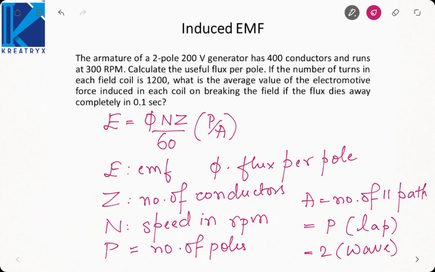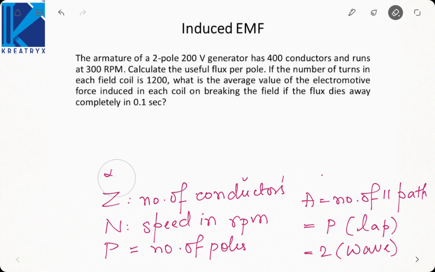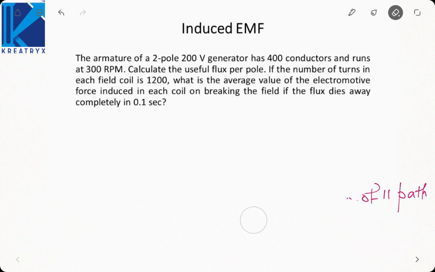Suppose I have 100 conductors. I divide them in 4 groups of 25 each. Now these 4 groups are connected in parallel, which means number of parallel paths is equal to 4. So that is a describing factor when we talk about induced EMF, as well as when we talk about the armature resistance of a DC machine. Now let us take a look at how this problem can be solved.